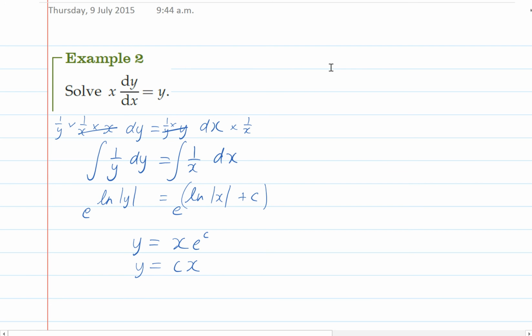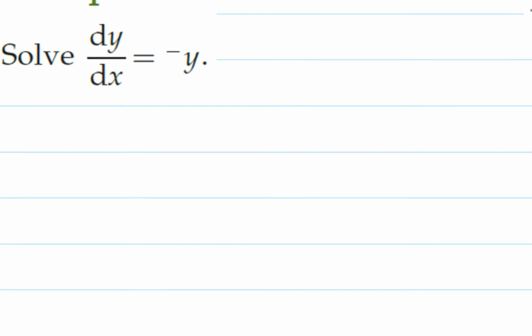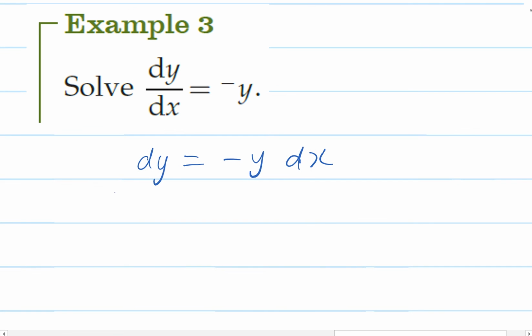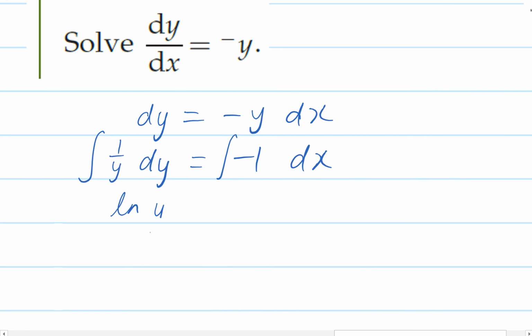Okay, so for our next example, we've got a similar situation here where we can split it up into dy equals negative y dx, and so we could write it as 1 over y dy, and on this side we'll leave it as negative 1 dx because it'll make it slightly easier to integrate. Okay, so integrating both sides here, this side integrates to natural log of y, and the other side integrates to negative x plus c.